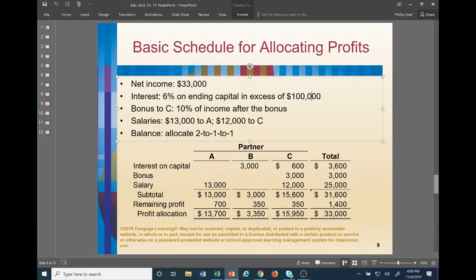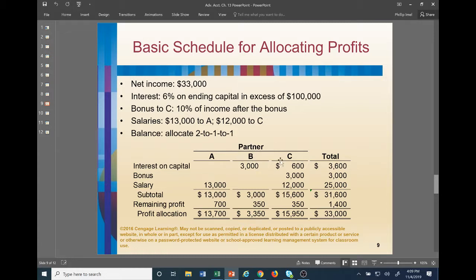So we already know that interest of 6% is allocated on that portion of a partner's ending capital balance in excess of $100,000. Partners B and C are going to be the ones who benefit from this because partner B has a capital balance of $150,000 and partner C has a capital balance of $110,000. Partner A does not benefit because it's only in excess of $100,000 and his capital balance is only $80,000. That's why he's being left out here.